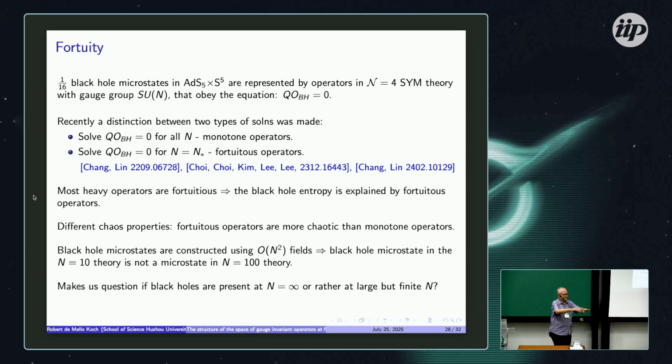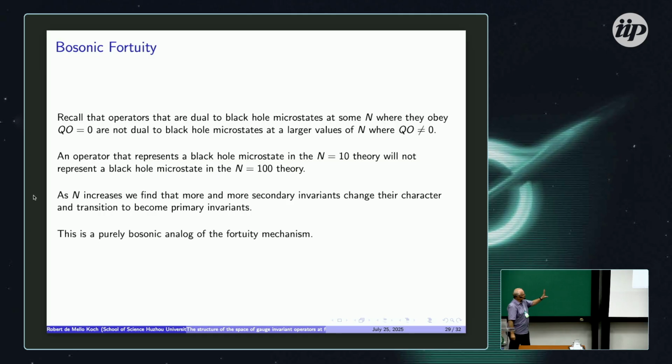So it's natural that an operator that can be identified as a black hole microstate in a small value of n theory is no longer a black hole microstate in a higher value of n theory. It also makes us question, maybe to see black holes, we should not be looking at the strict n equals infinity limit. Maybe we should be looking at some large but finite value of n. So we think that we've got a bosonic analog of the fortuity mechanism.